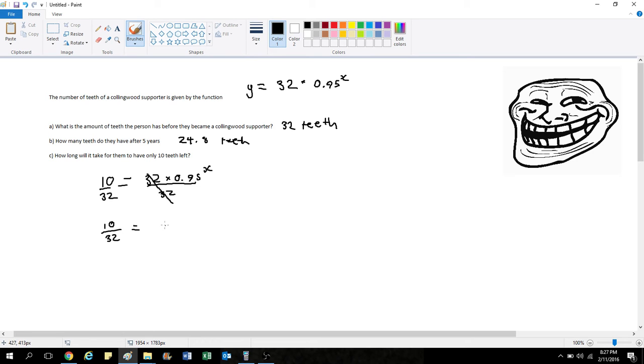So what we have is 10 on 32 equals 0.95 to the power of x, and now we're going to log both sides. So we have the log of 10 on 32, and you can just calculate that as a decimal, that's fine, is equal to the log of 0.95 to the power of x. Now we've put that x there. Remember, our log law is we can just move it straight down the front here. We've got x on this side and we want to get x by itself, so we're going to divide both sides by log of 0.95.